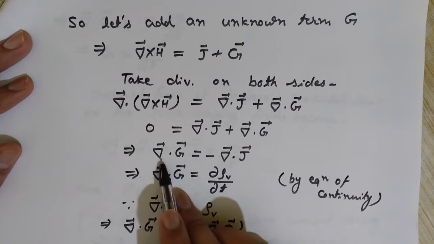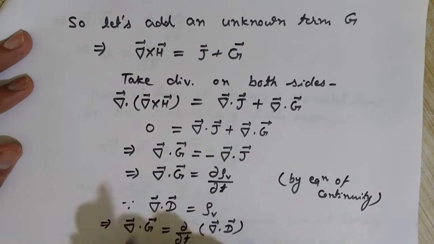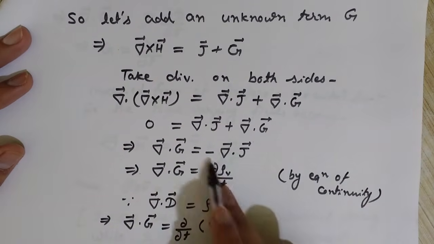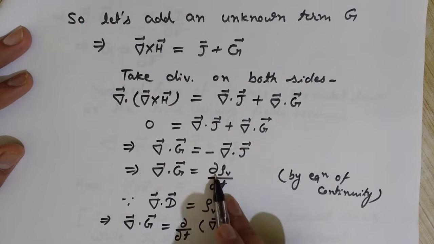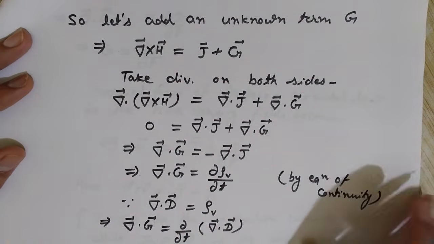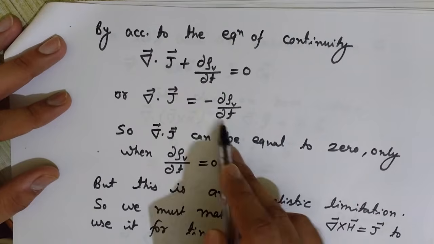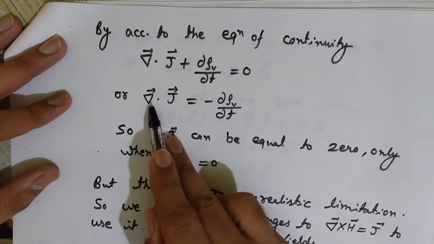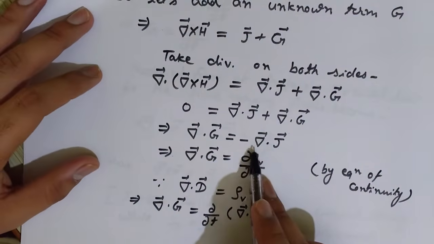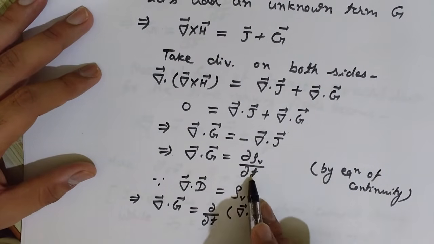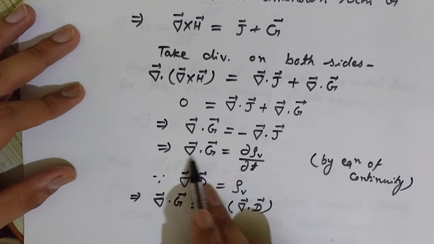From this I got divergence of G is equal to minus divergence of J. Transfer this to this side, and I also know by the equation of continuity that negative of divergence of J is equal to del rho V by del T. We have seen that by the equation of continuity, divergence of J is equal to minus del rho V by del T. So I can write minus divergence of J is equal to del rho V by del T. So here is the same thing: minus divergence of J equals del rho V by del T by the equation of continuity. So I got this, this is equal to divergence of G.